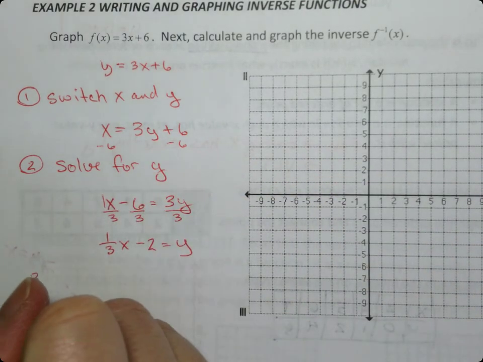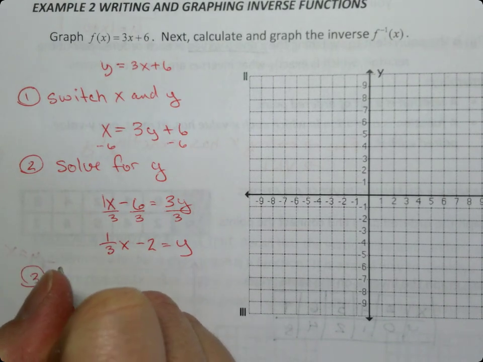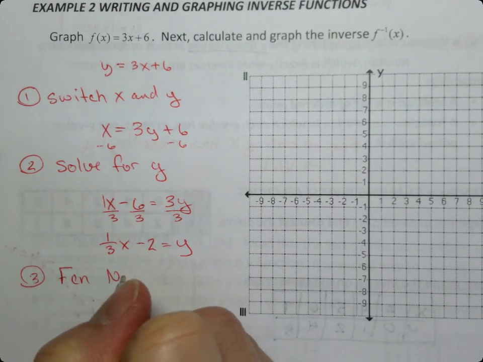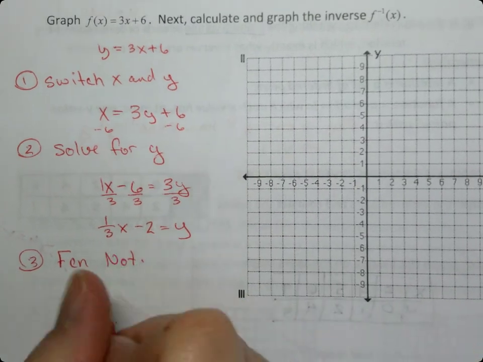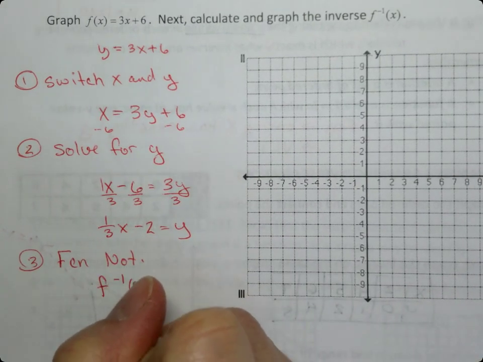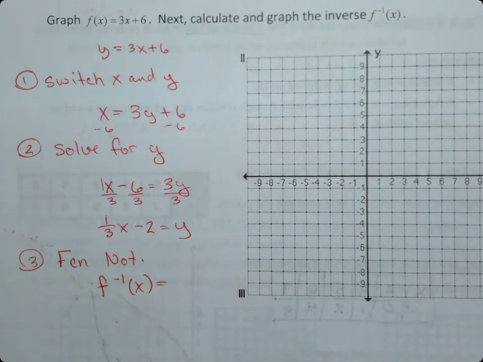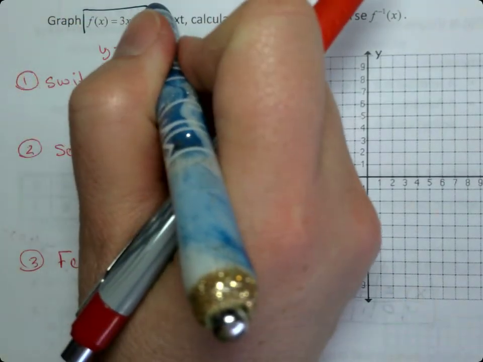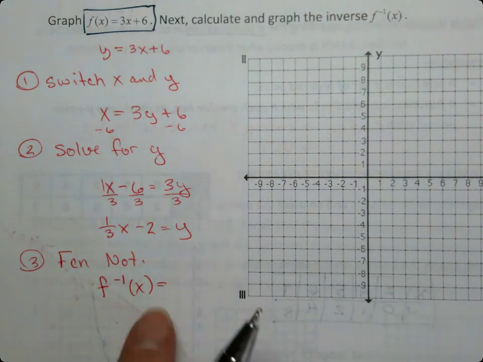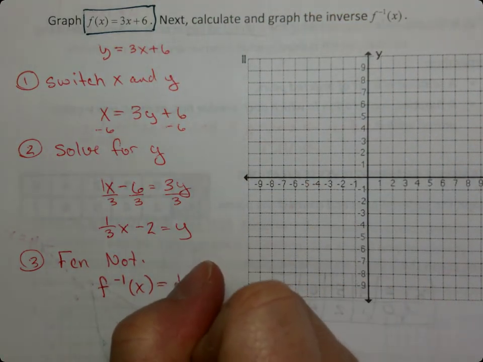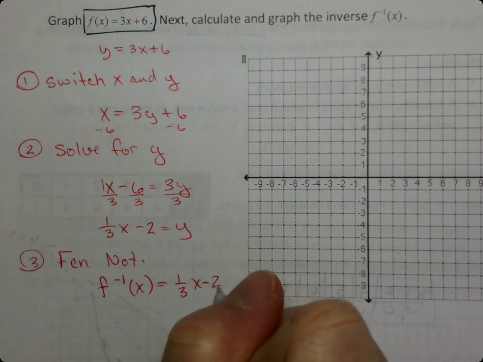All right, the third step is to write it in function notation. So now we have f to the negative 1 of x. So we started with f of x. That is the original function. And now I'm denoting this is the inverse, which is 1/3 x minus 2.